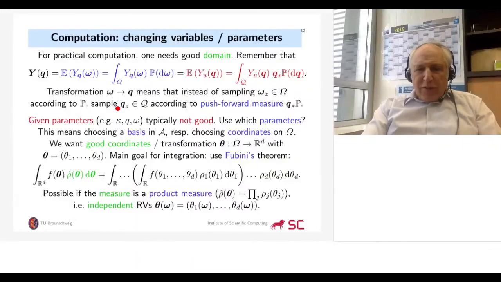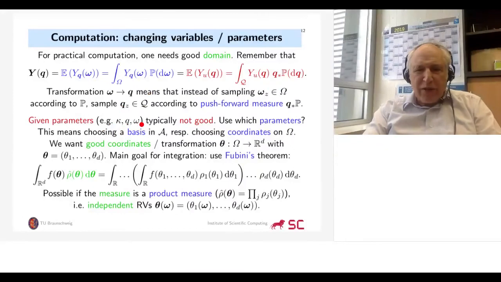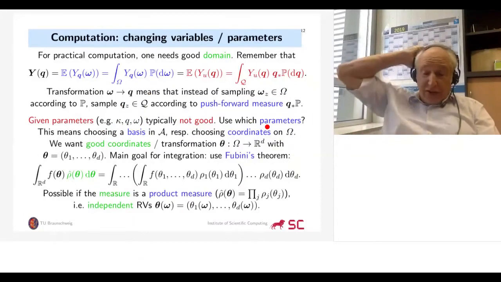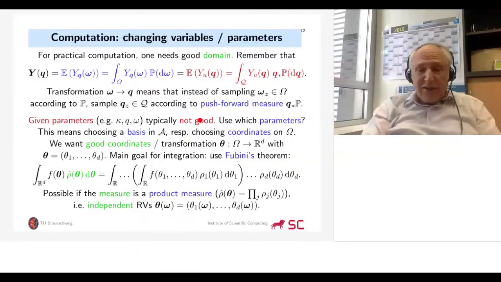The problem is now which parameters, so which change of variables, is really good to use. Typically, the given parameters, kappa of q, omega, are typically not good. So what do we want from parameters so that they're good for integration here? This means it's the same thing as choosing a basis in the space of random variables, or choosing coordinates on the set omega. We choose certain random variables which are good parameters.